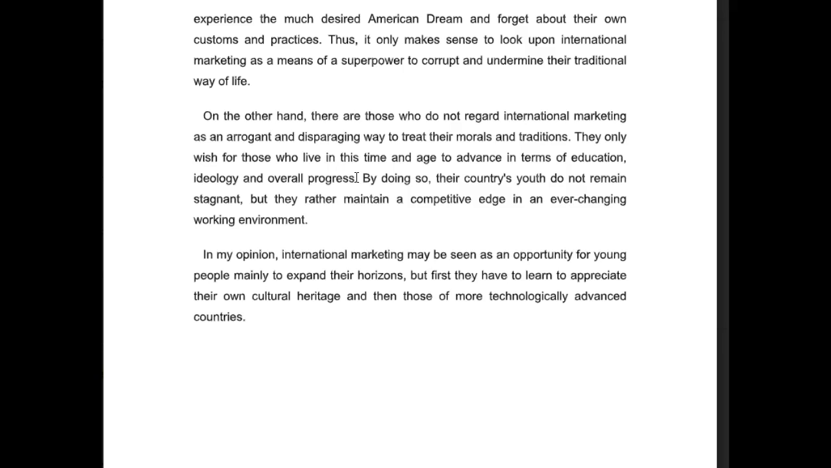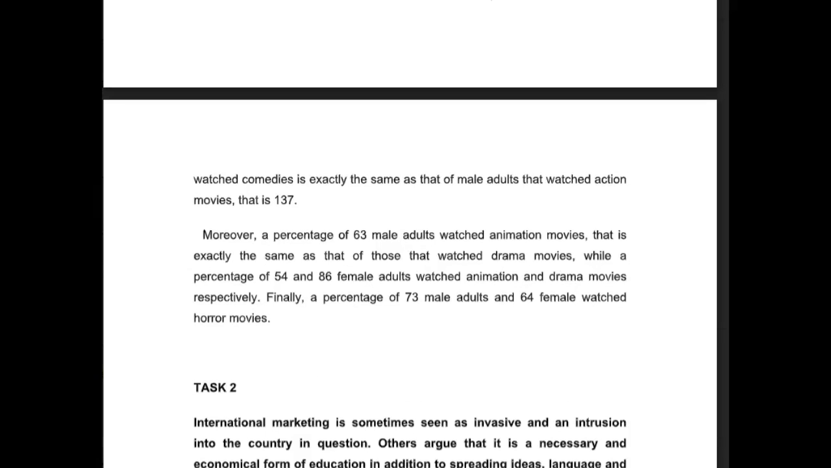Let's take a look at your conclusion. In my opinion, international marketing may be seen as an opportunity for young people mainly to expand their horizons, but first they have to appreciate their own cultural heritage and then those of more technologically advanced countries. Okay, again, it's nice. The problem is that you didn't say any of this in the beginning, so some of the things that I mentioned already are what are keeping you back from getting that score you need. So I want you to keep all of this in mind, okay, Kostas?